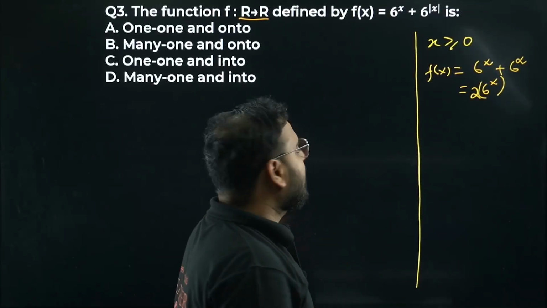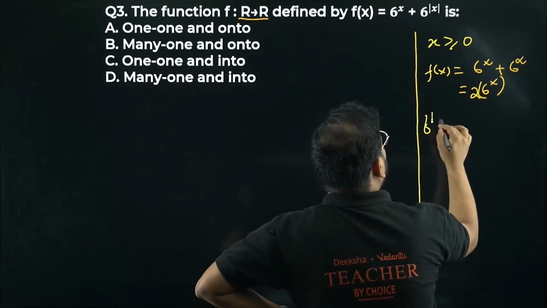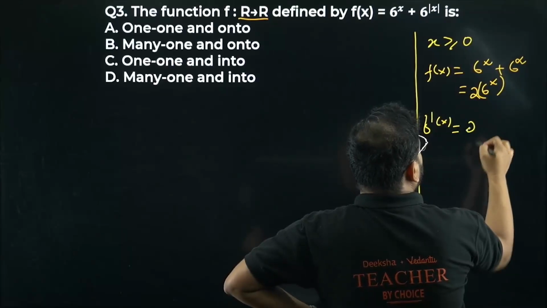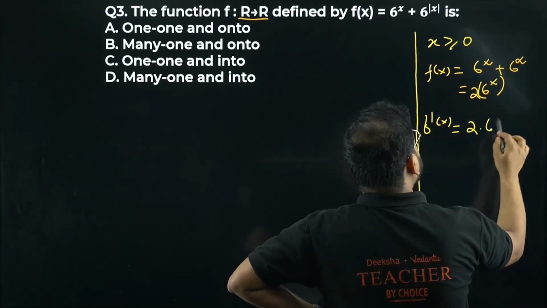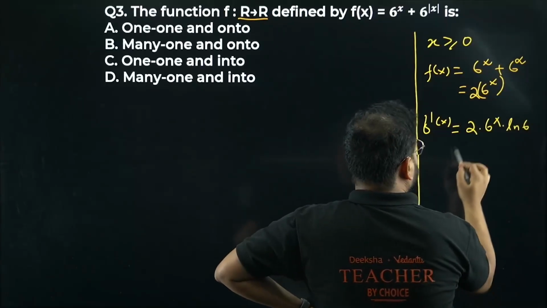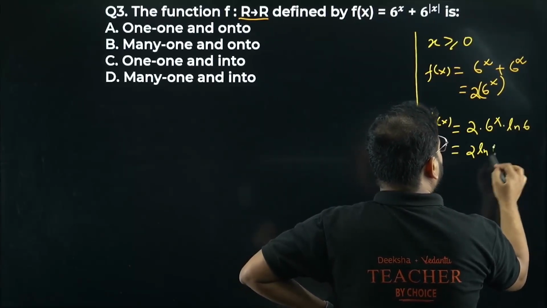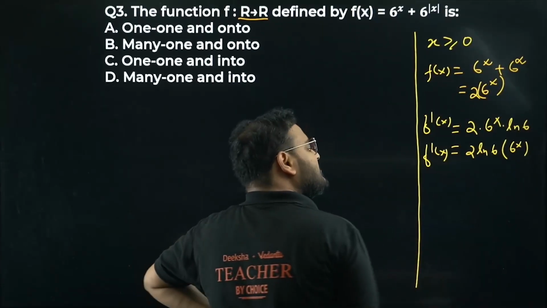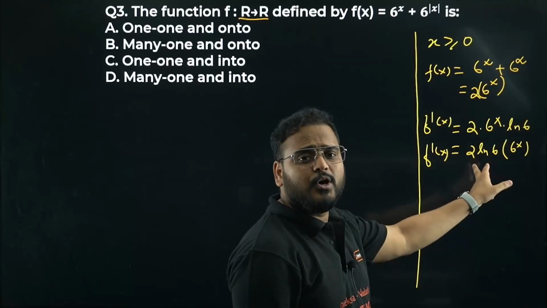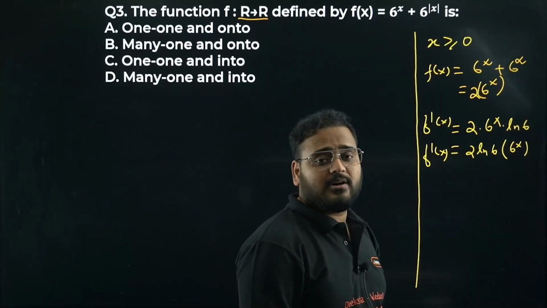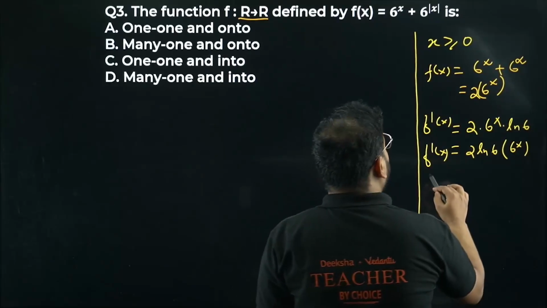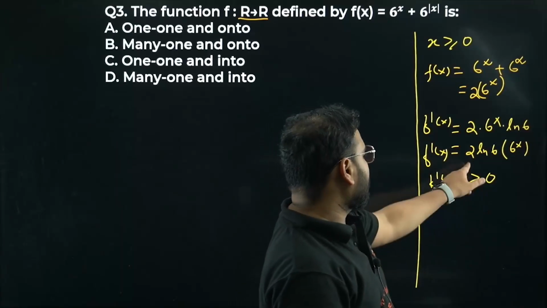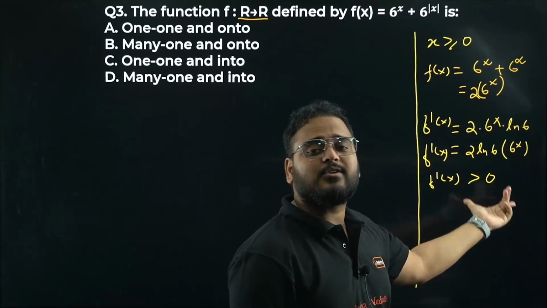Can you find the derivative quickly here? Why the derivative? We're looking to draw the function's graph. So 2 is a constant. Differentiating the exponential function gives 6 power x ln 6, so f dash of x is 2 ln 6 times 6 power x. We know 2 and ln 6 are positive numbers, and 6 power x, the exponential function, is always positive. It means f dash of x is always greater than 0.